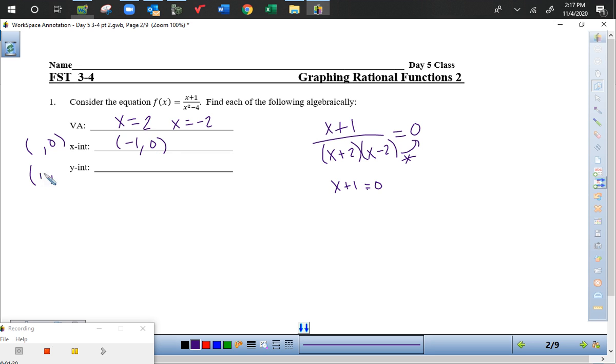Y-intercept, the 0 goes in for x, and you can use the factored form or the original, but I actually recommend using the original equation because then we don't have to worry too much about operations. If you use the original, that looks like 0 plus 1 over 0 minus 4, so it's just 1 divided by negative 4. If you're trying to use the factored version, it would look like 0 plus 1 over 0 plus 2 times 0 minus 2. And so you have to remember that's 1 over 2 times negative 2, so it's just a little bit more steps there.